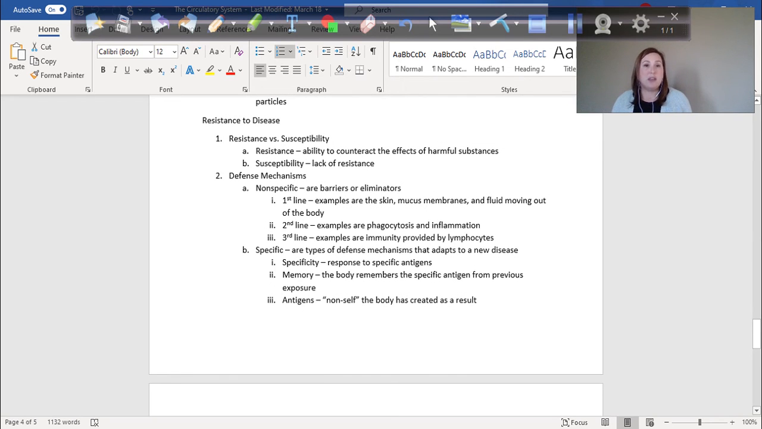As we talk about white blood cells, we look at resistance to disease. So resistance and susceptibility. Resistance, you have the ability to counteract the effects of anything harmful that's entered your body. Susceptibility, you don't have that resistance, so you're susceptible to infections. We have some defense mechanisms within our body that are specific or non-specific. So non-specific, we have first line, second line, and third line. Some first-line defense mechanisms that are non-specific are like skin, mucous membranes, and our fluid moving out of the body.